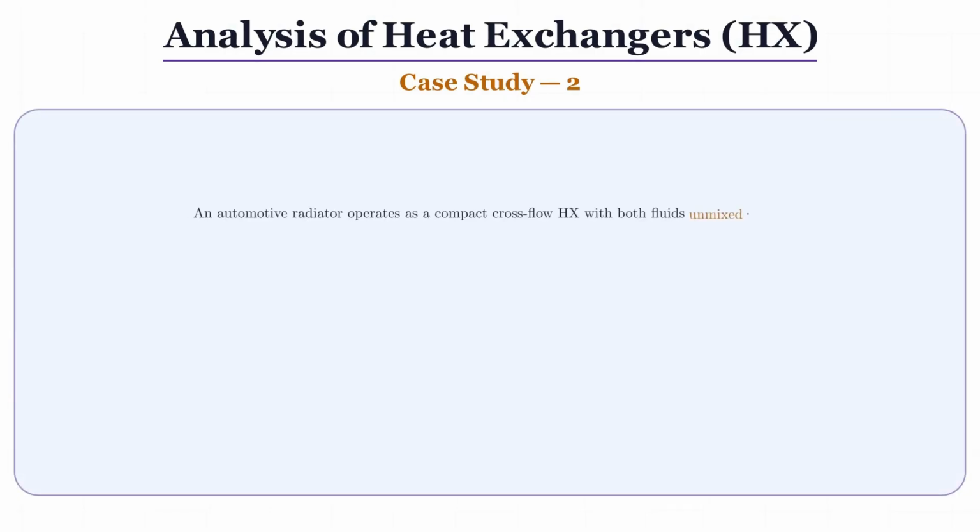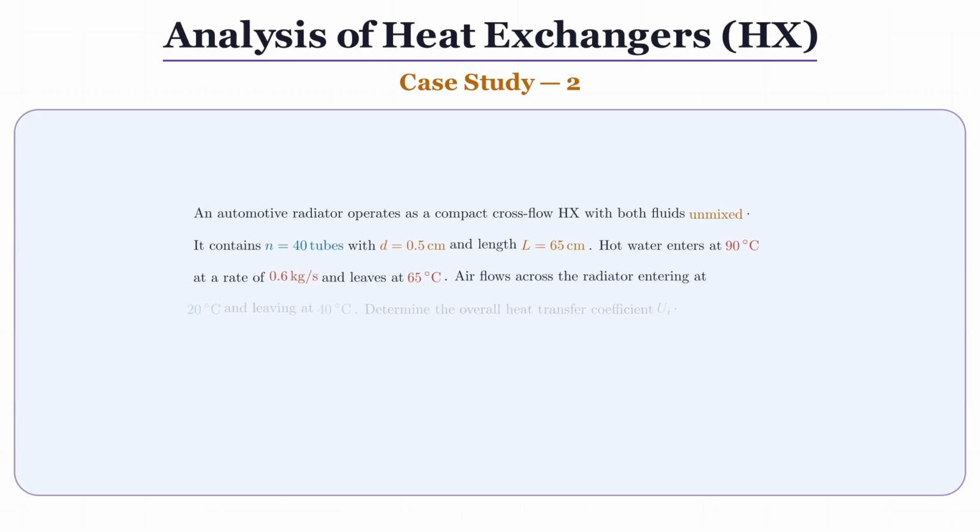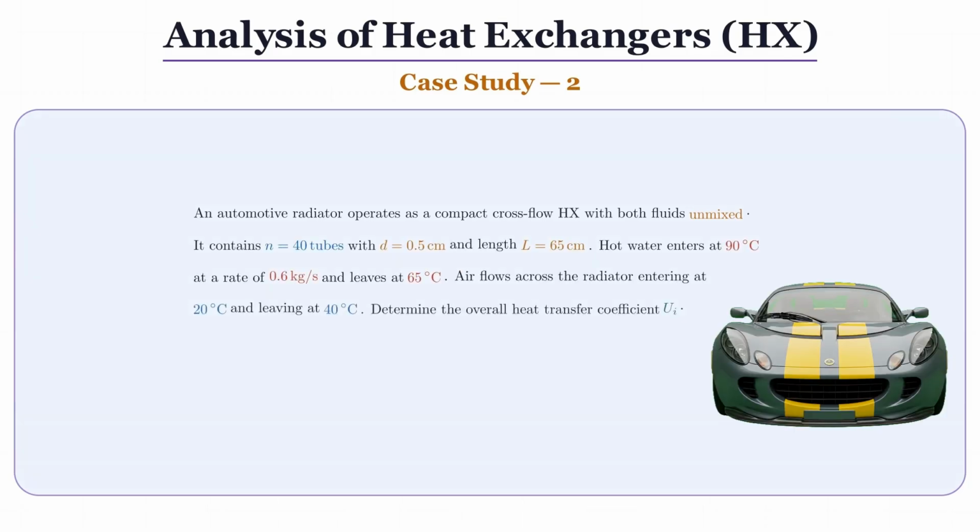An automotive radiator operates as a compact cross-flow heat exchanger, with both fluid streams, the hot water and the ambient air, treated as unmixed. That single word carries significant mathematical weight, and we will return to it shortly. The radiator contains 40 tubes, each with an inner diameter of 5 millimeters and a length of 65 centimeters. Hot water, the engine coolant, enters the tube side at 90 degrees Celsius.